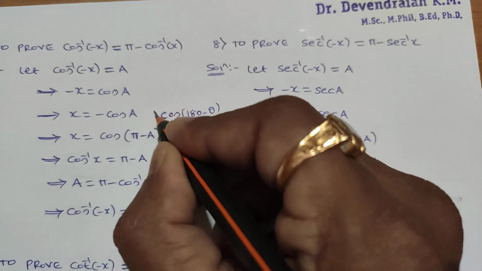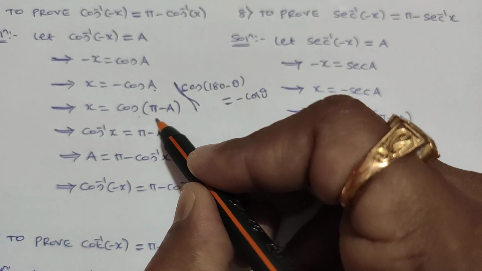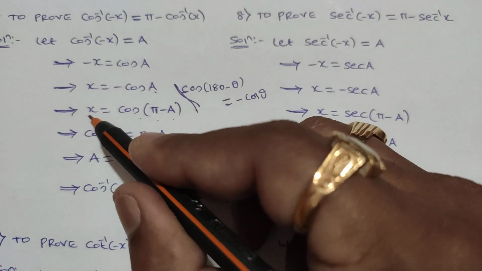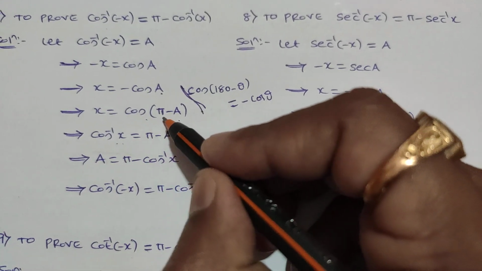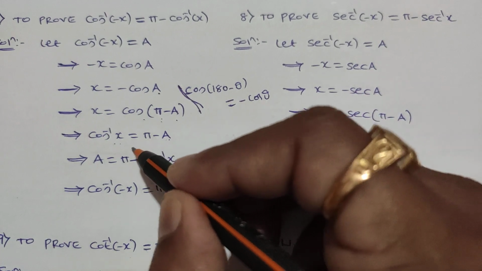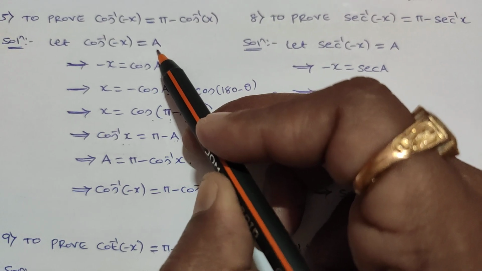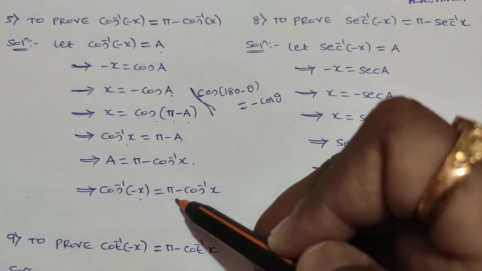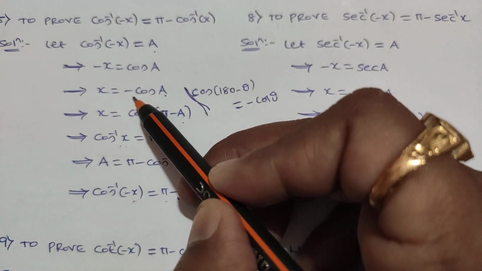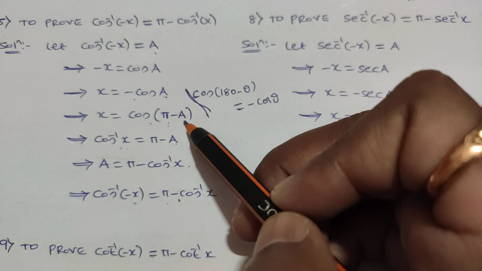So because of this property, we write minus cos a as cos of 180 minus a. And taking cos term towards left side, it will become inverse, that is cos inverse of x is equals to pi minus a. Therefore a value will be pi minus cos inverse of x. But we have assumed the value of a as cos inverse of minus x, which is equals to pi minus cos inverse of x. So the point we require to remember in proving this result is minus cos a can be written as cos of 180 minus a.